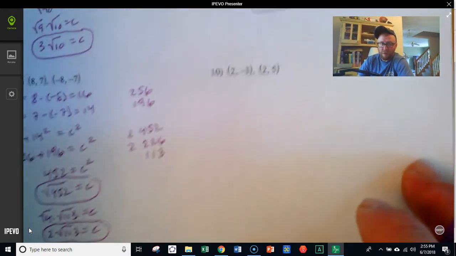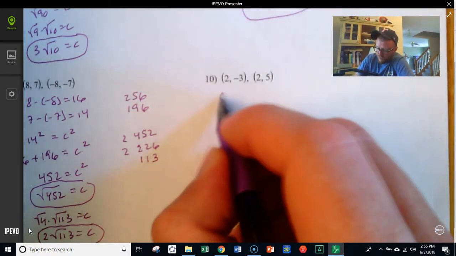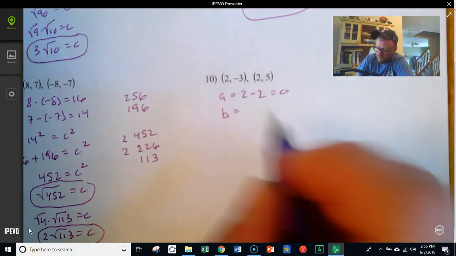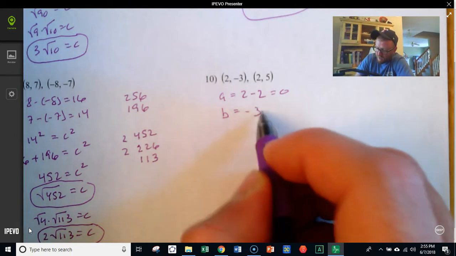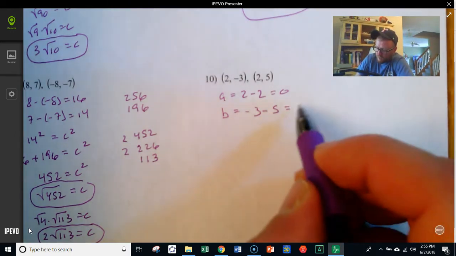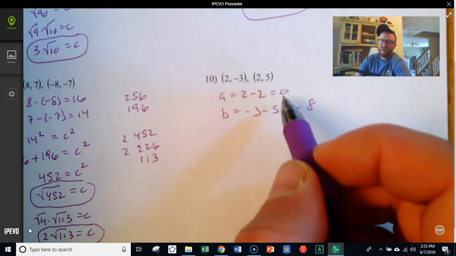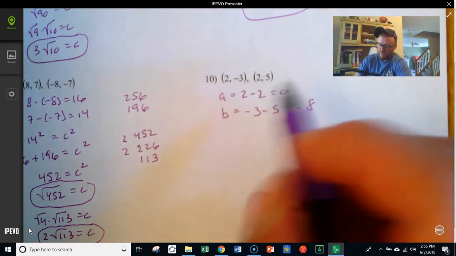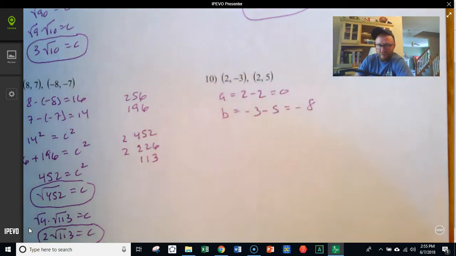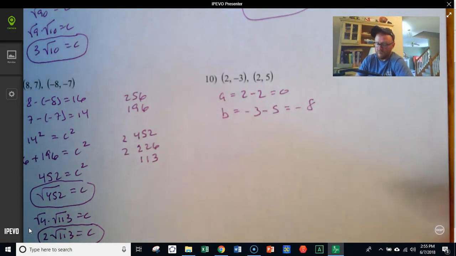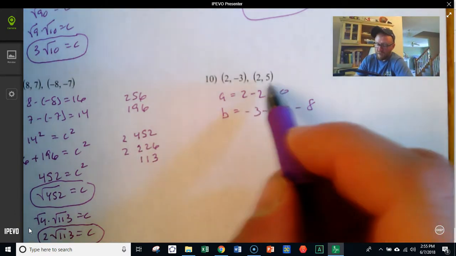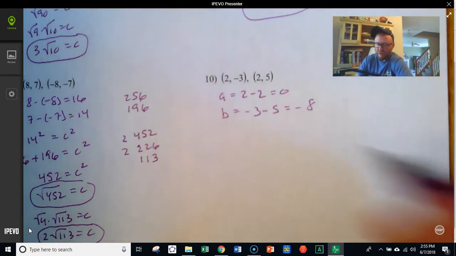Alright, next one here. So we have a is 2 minus 2, which is 0. Negative 3 minus 5 equals negative 8. Now notice that this point right here, over 2, down 3, and this one over 2, up 5, those 2 points are right on top of each other. So this is a straight up and down segment. So then the difference between the 2 points is just 8. But we'll do the math out and you'll see.